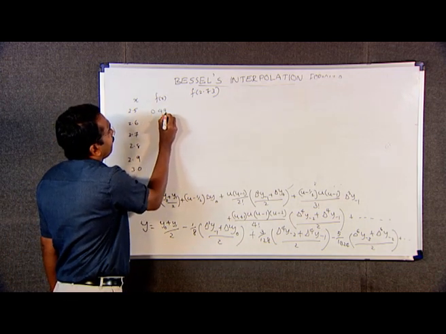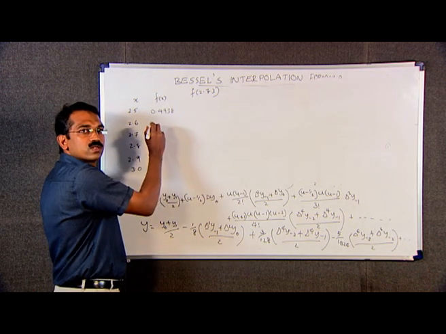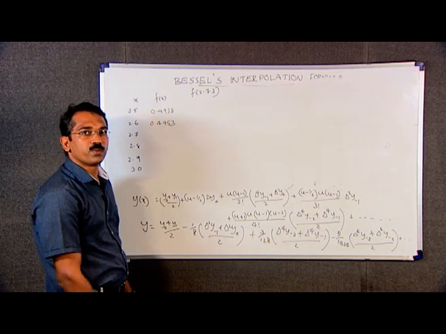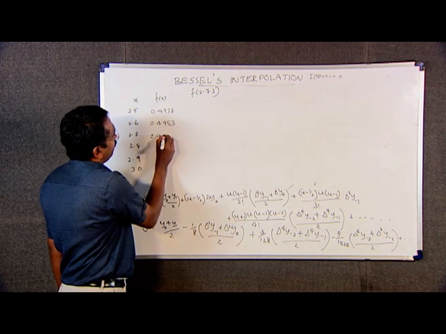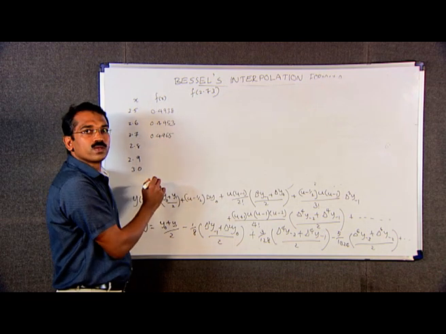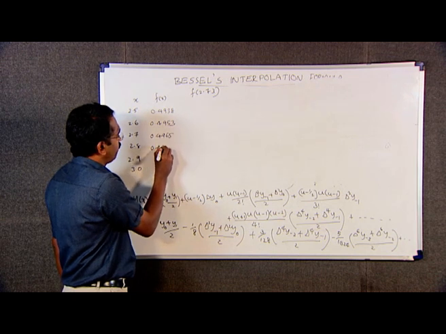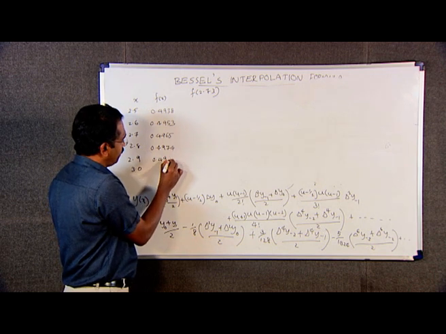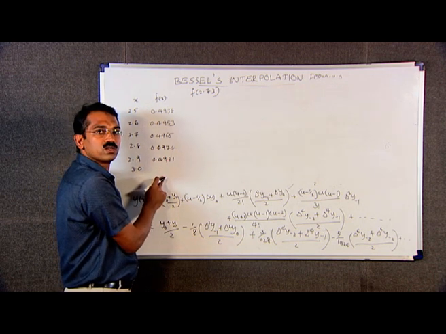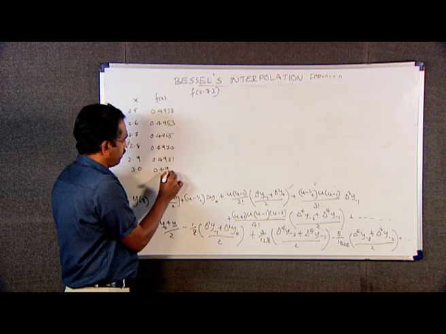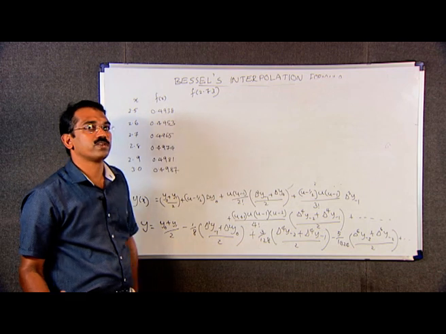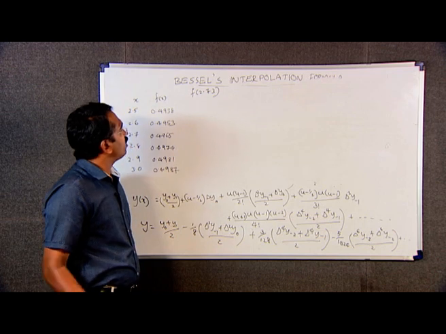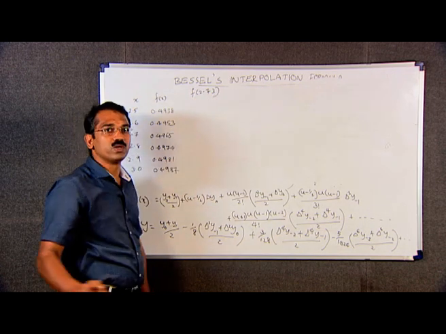0.4938, 0.4953, 0.4965, 0.4974, 0.4981, and the last one is 0.4987. These are the function values. This is the given data. We want to find the value of f at 2.73.